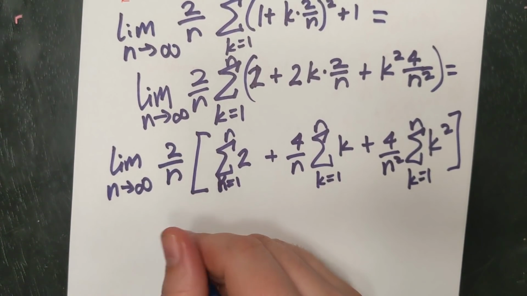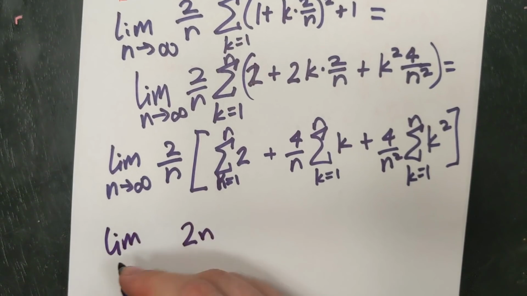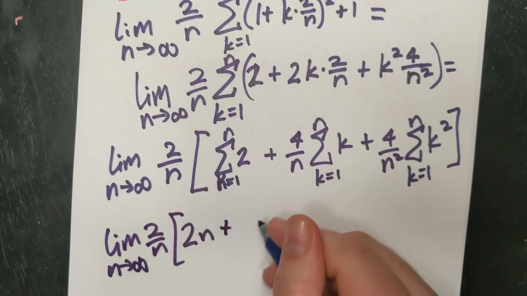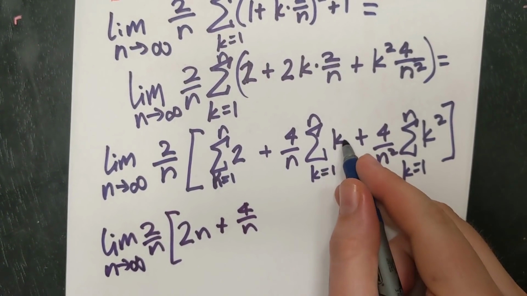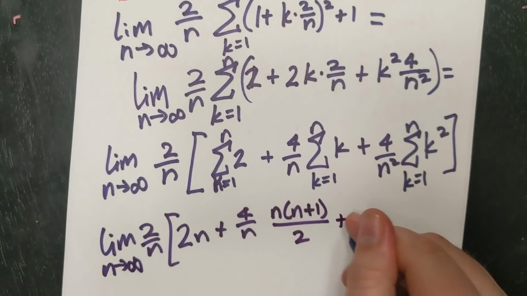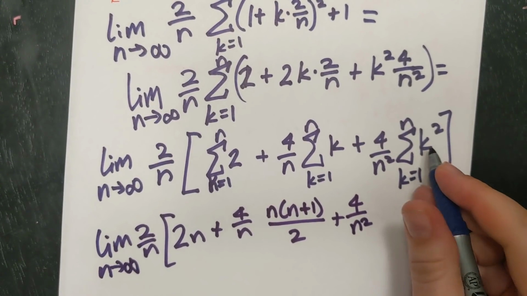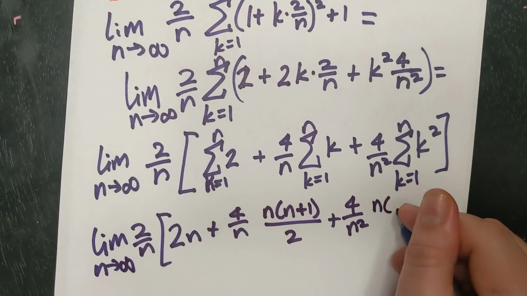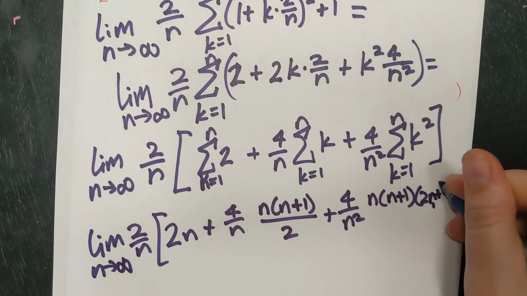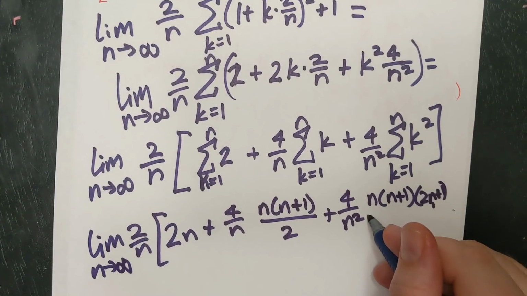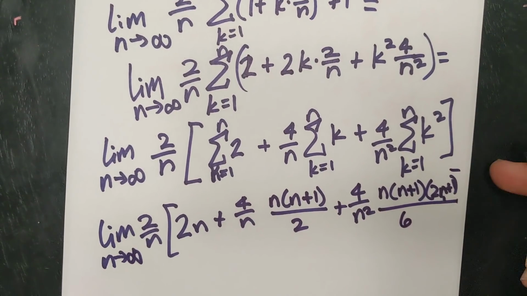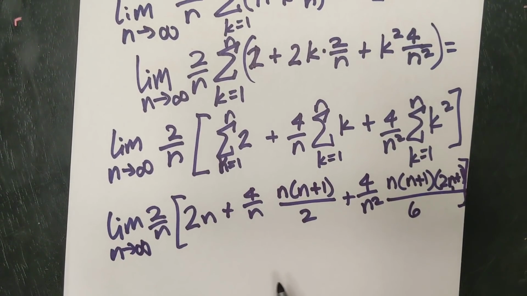So this first piece is just going to be 2n, so we still have the limit as n goes off to infinity of 2 over n, plus you have 4 over n, times the sum of k, which we said is n times n plus 1 all over 2, plus 4 over n squared, times the sum of k squareds, which is n times n plus 1 times 2n plus 1. Yeah, should be a plus 1 there, all over 6. And now, running out of space, we want to expand these out.